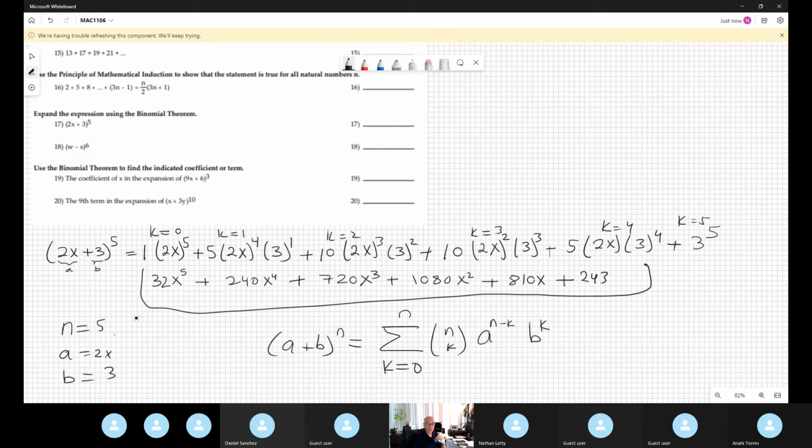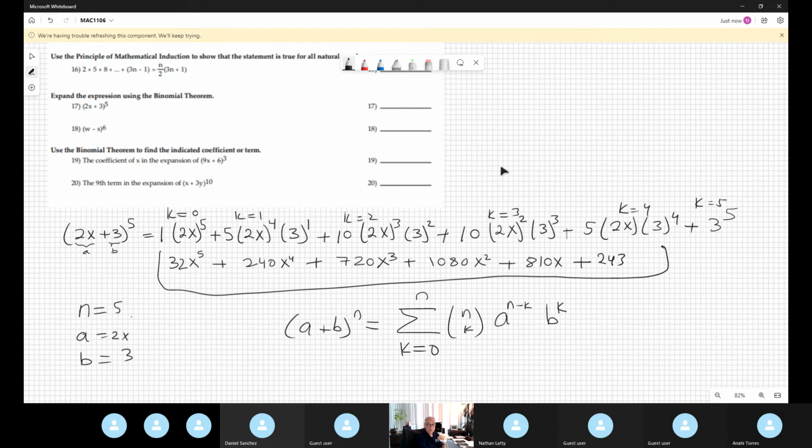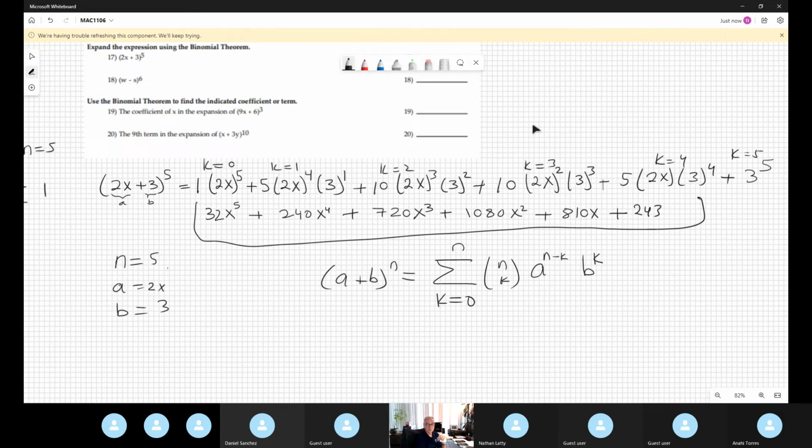Okay, let's move into 20. 20 is the last one for today. 20 is easy. Sorry, 18. It's 18, sorry, 18. That was 17. 18 is W minus S to the 6th power.